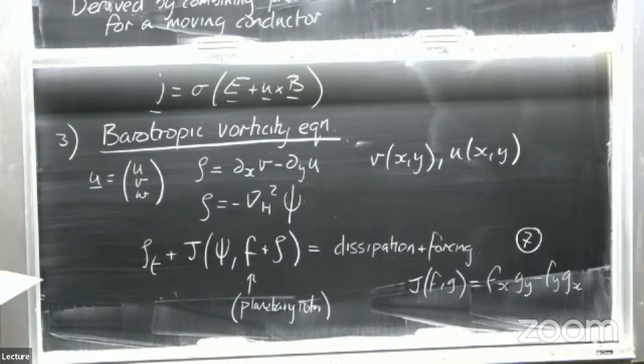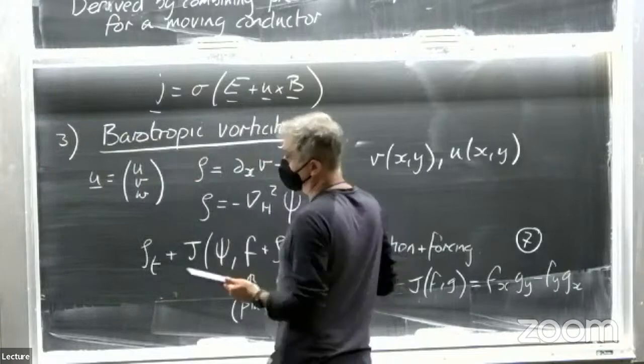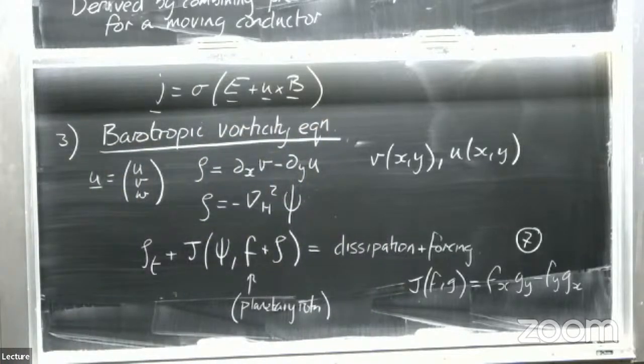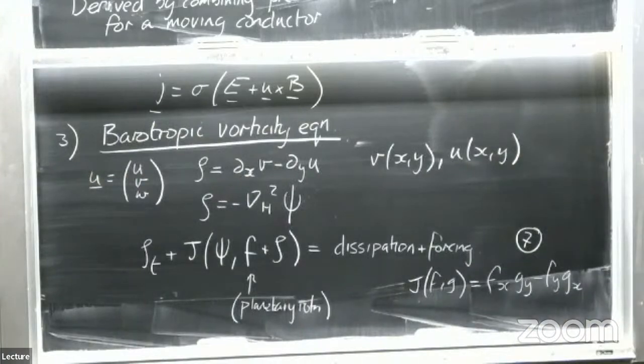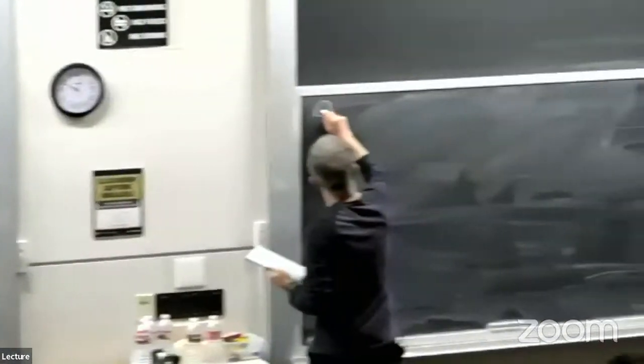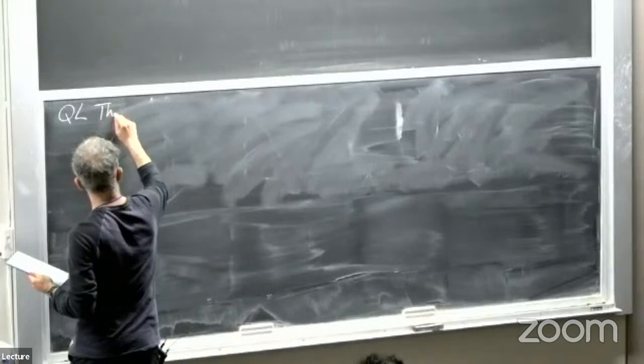Okay. So those are 3 types of equation that all look a bit like this, and we'll certainly look at these 2. Okay, so what are quasi-linear theories? So I'm going to keep writing QL.